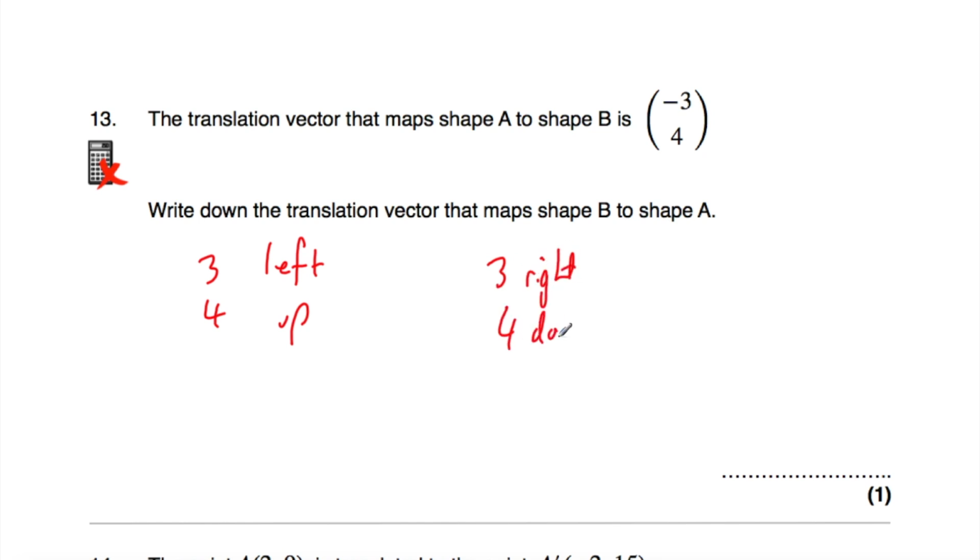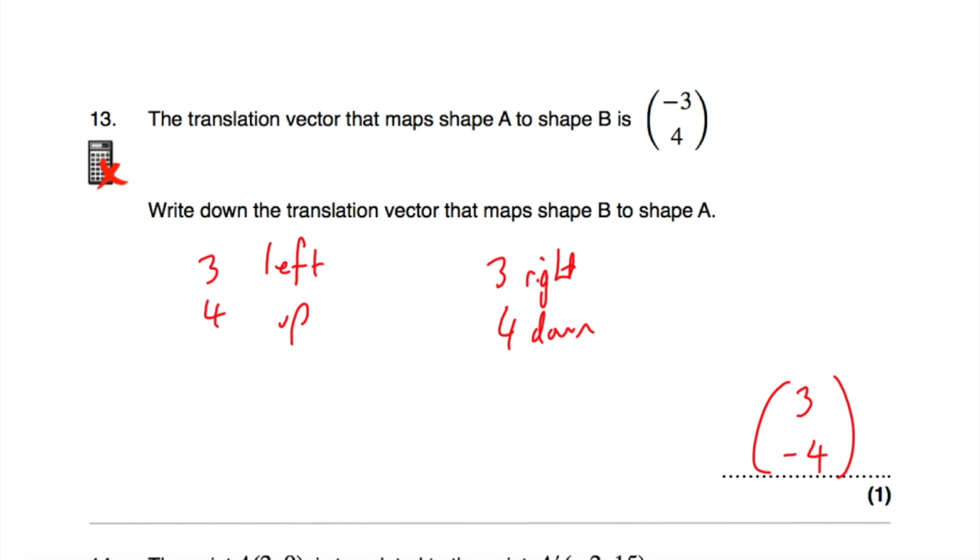So that would bring us back again, because if you go 3 left and 4 up, if you want to go back again, you would then go 3 right and 4 down. So as a translation vector, 3 to the right would be 3, and then 4 down would be -4. So the translation vector would be 3, -4. Or another way to think about it is, if you want to go back the opposite way, you just change the sign. So you change the -3 to a 3, and you change the 4 to a -4, and that's it. So the translation vector that would map B back onto A would be 3, -4, and that's it.